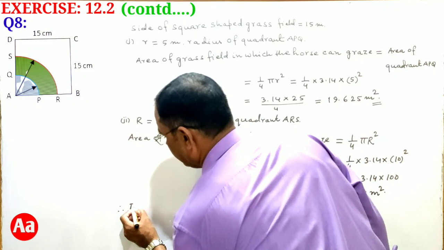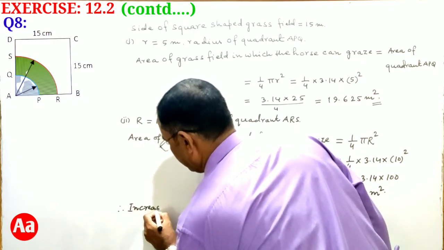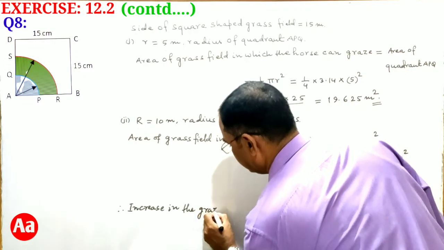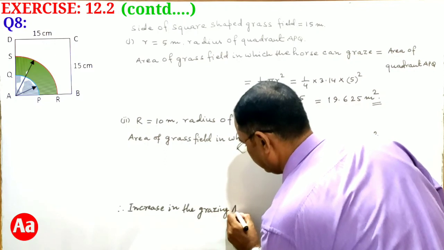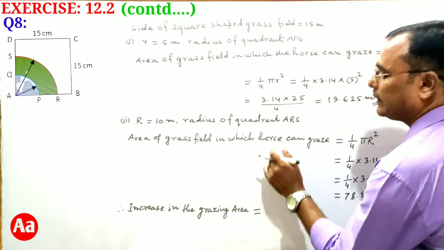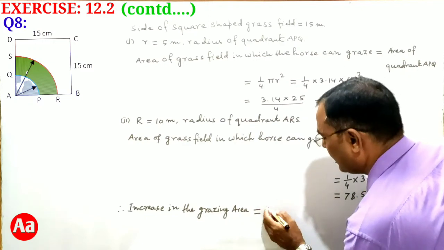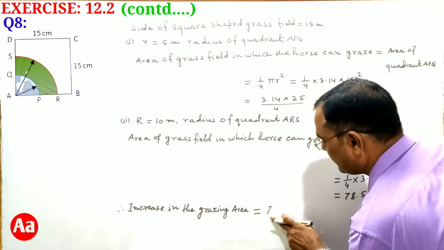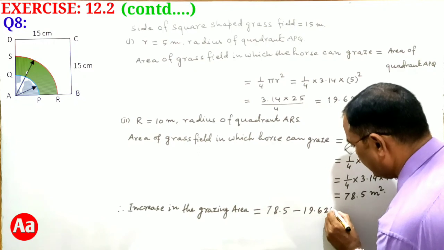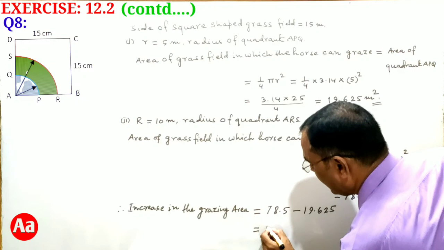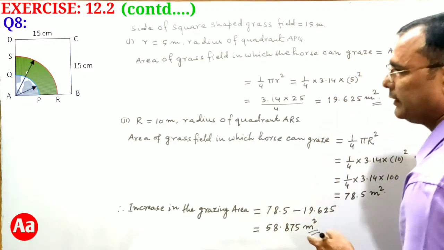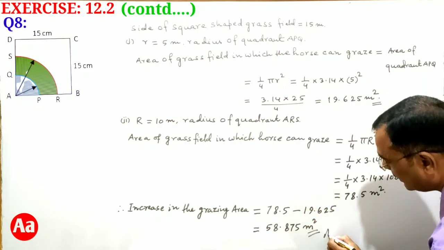Therefore, increase in the grazing area is equal to area of quadrant ARS, that is 78.5 minus 19.625, and this is equal to 58.875 meter square, and this is the required increase in grazing area. So this is the answer.